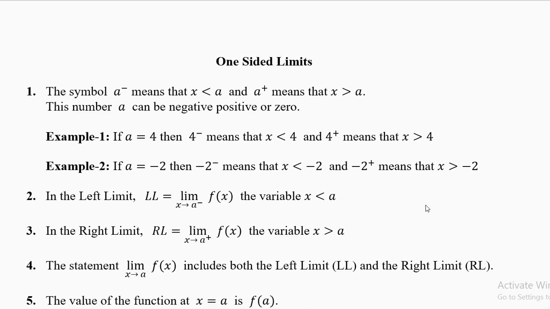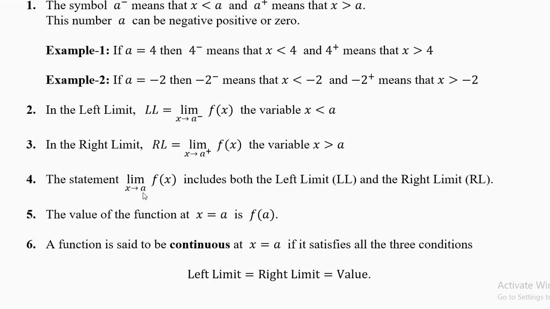Now there are two kinds of limits, the left limit and the right limit. The left limit comes when the number is less than a particular number. If it is more than that number, it is the right side. So we write a minus, that means x is less than a. If you write a plus, x is more than a. So you have the left limit and the right limit. Here there is no left, no right, that means both are there. Nothing means both in this case. So here the limit includes both the left limit, LL, and the right limit, RL.